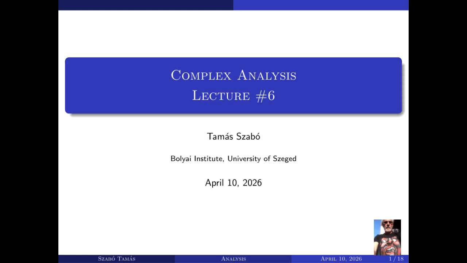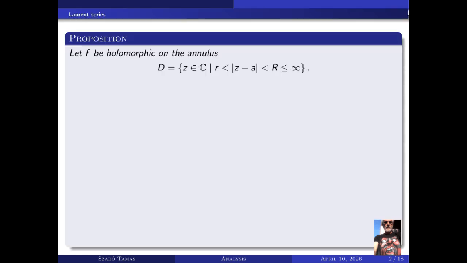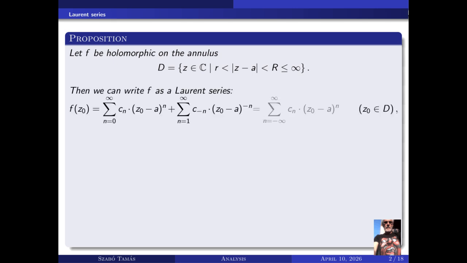Complex Analysis, Lecture 6, Laurent Series. Let f be holomorphic on the annulus D equals the set of all z in the complex plane such that r is less than modulus z minus a, which is less than R, with R less than or equal to infinity. Then we can write f as a Laurent series.